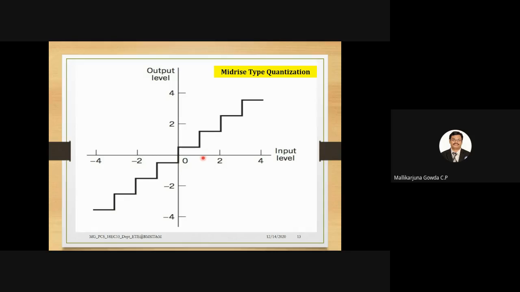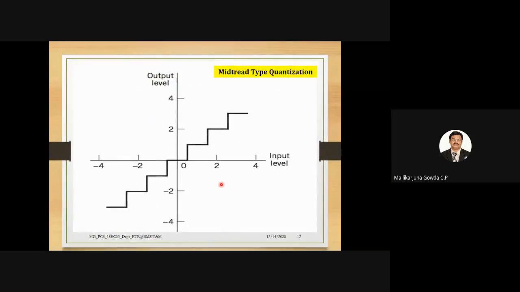As I said, these are the decision levels. It may be say 1 volt, 2 volt, 3 volt, 4 volt, like that. In between values are not shown, you can write them. Similarly -1, -2, -3, and -4. Hope you are understanding what I'm saying. So this is about the mid-rise, and the previous one I showed is mid-tread type. Here in this case, we can write this as 1, 2, 3, 4. Similarly, vertically -1, -2, -3, -4.